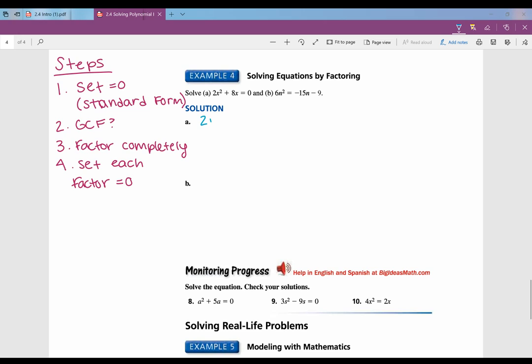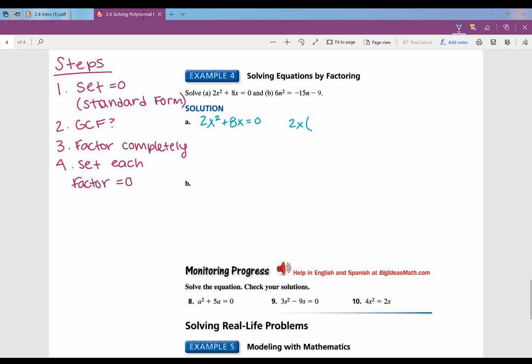For A, we have 2x squared plus 8x equals 0. So step 1, set equal to 0. We're already there. So now we need to check for a GCF. Do we have a GCF? Well, yeah, we have a 2 and an x in common, right? They both can be multiplied, a 2 inside and an x into them.